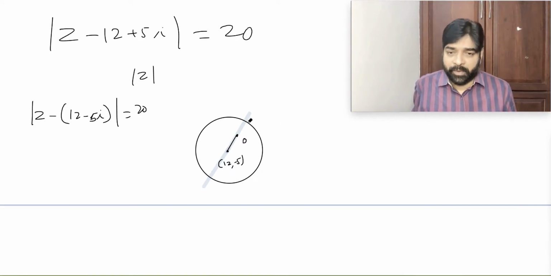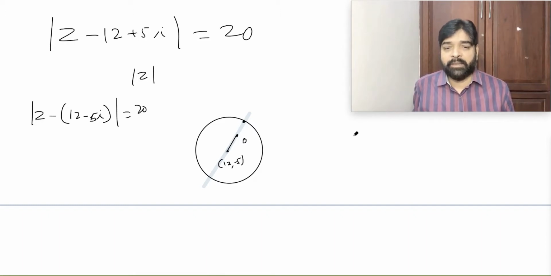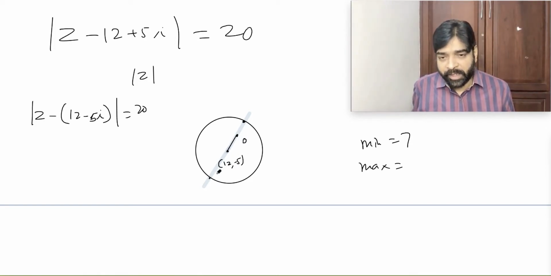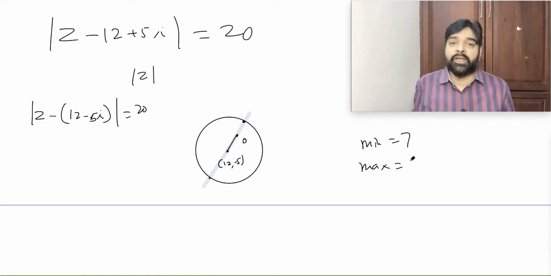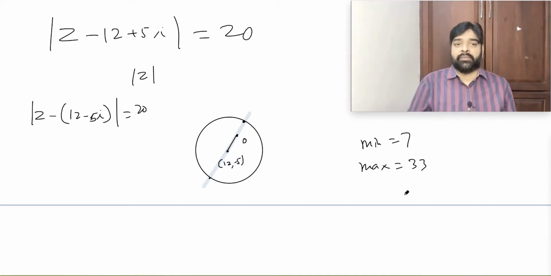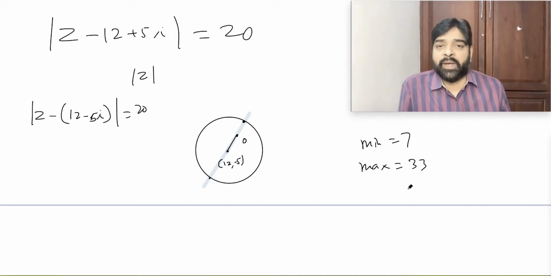Minimum will come when z will be here. What is the minimum value? This is 20 and this will be what? 13. So this will be 7. So the minimum value is 7. And the maximum value is when it's here. So this total length, this is the 13, this is the 20. So this will be what? 33. Yes or no? How many of you got it?